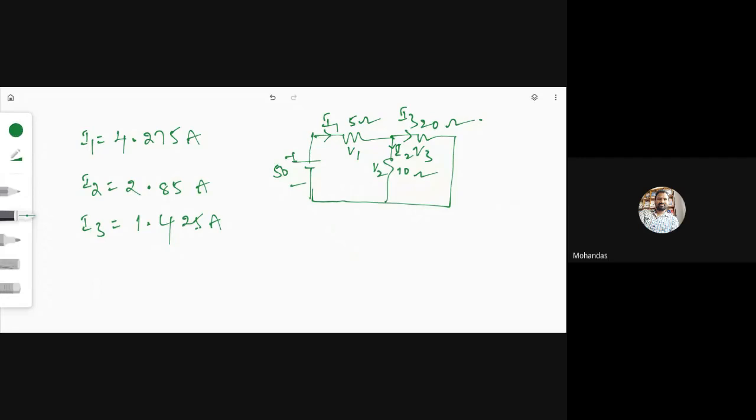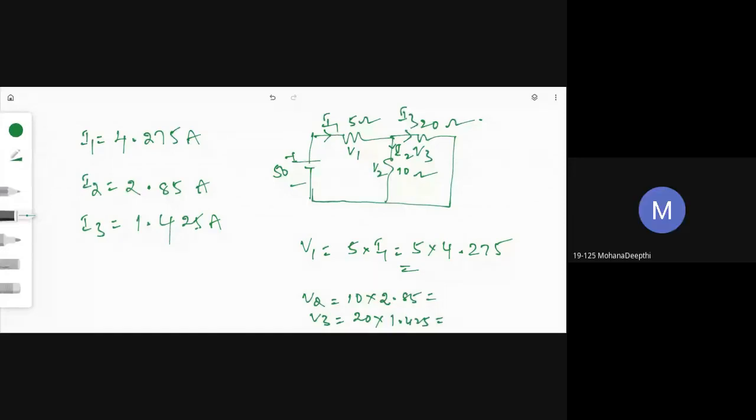So V1 equal to 5 into I1, which is equal to 5 into 4.275. Next, V2 equal to 10 into I2, which is equal to 2.85. Next, V3 equal to 20 into I3, which is equal to 1.425. Please tell me these values.